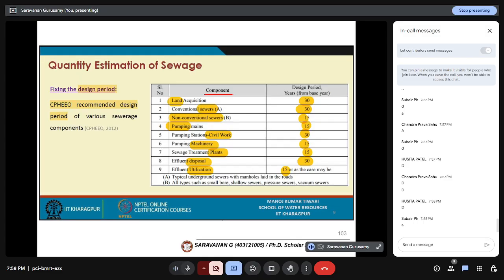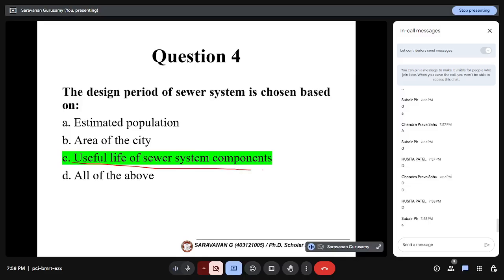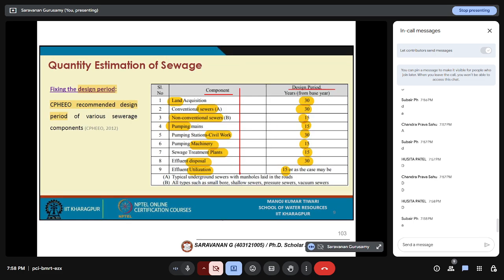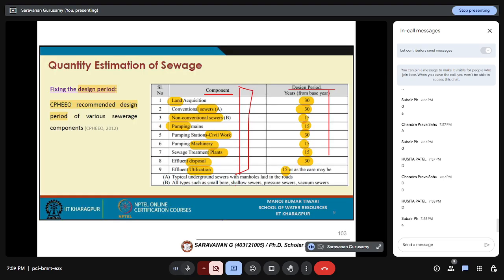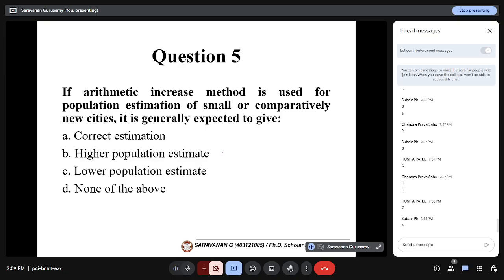See, the design period is based on the component. So the answer is useful life of the design systems. It's not based on the population. Based on the design period only, we are estimating the population. Population is not coming in the first hand, and it's also not based on the area of the city. Right? Please correct yourself. Design period is based on the component we are designing. Yes. For that design period only, we have to forecast the population.